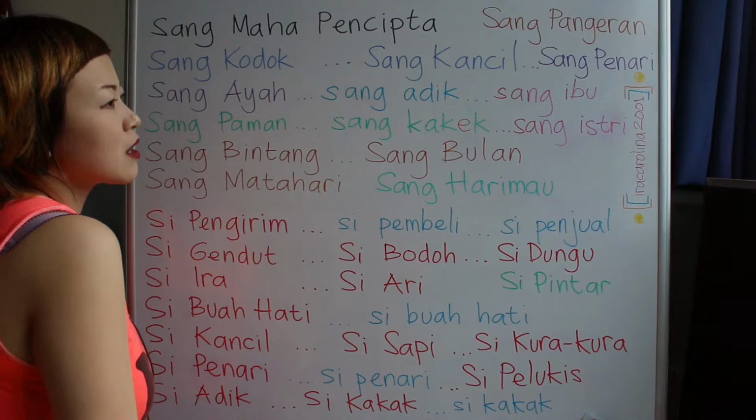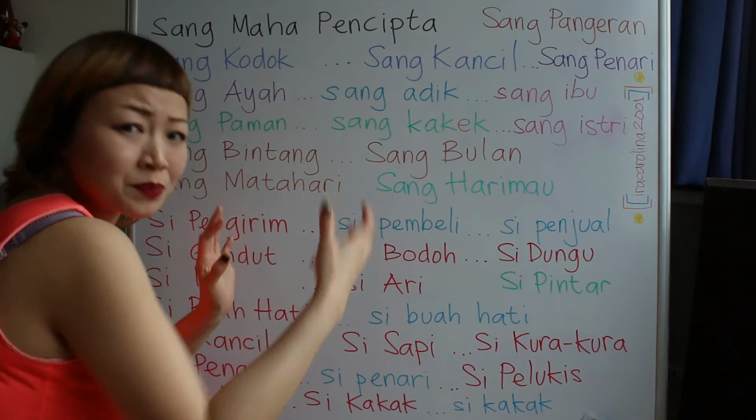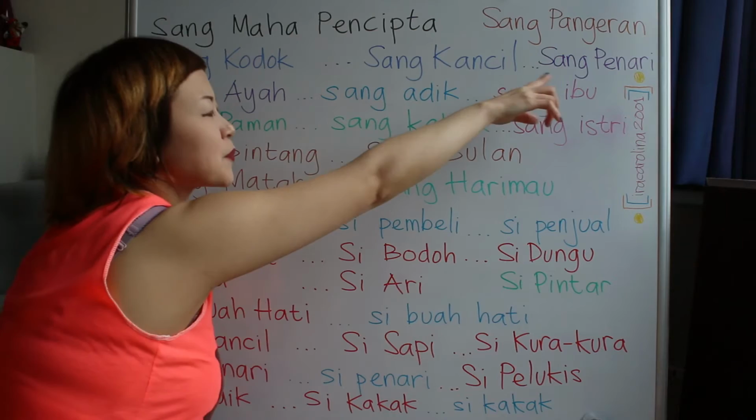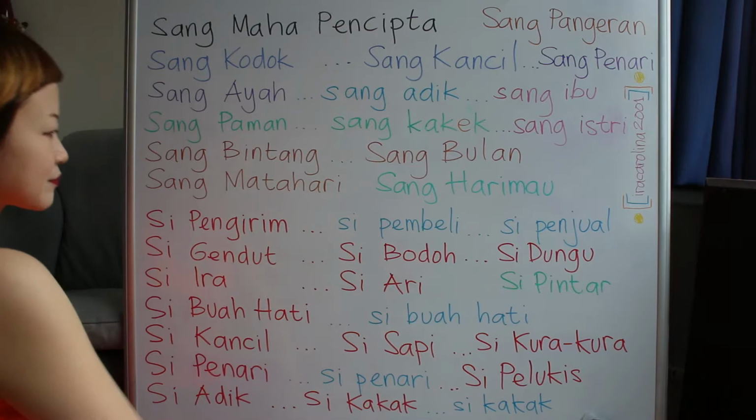Sometimes there's a sentence where the dancer becomes the actor or the subject of the sentence or the object of the sentence. The dancer, sang penari, you put with a big letter or capital for the initial, no matter if you put it in the beginning, the middle, or the end of the sentence.